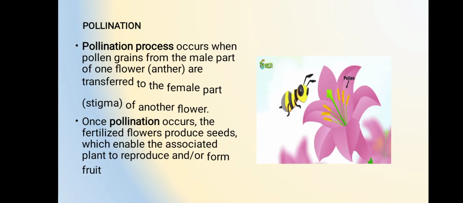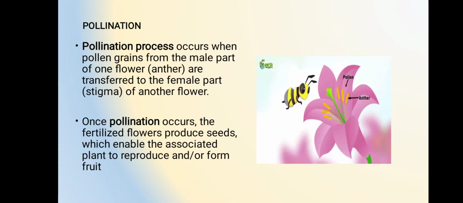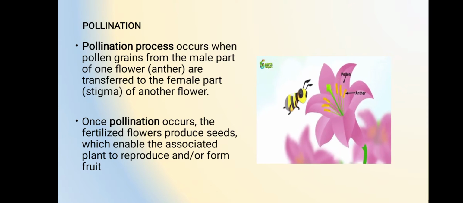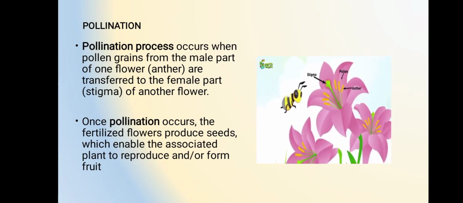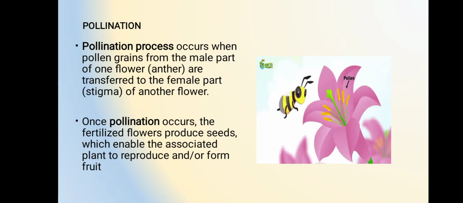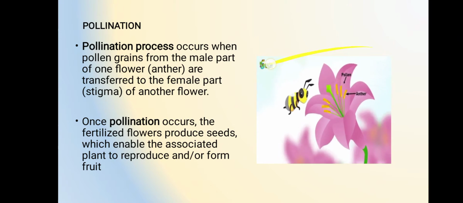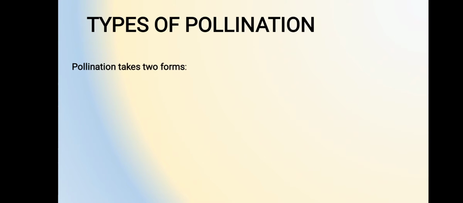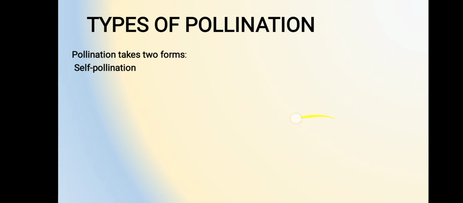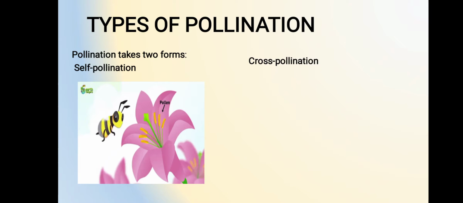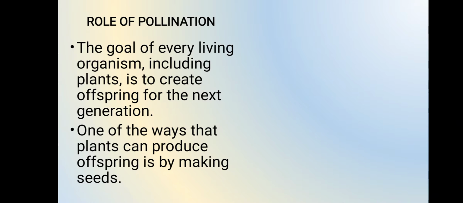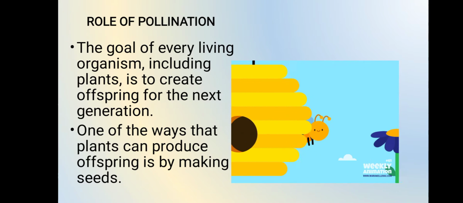So pollination occurs when pollen grains from the male part of one flower are transferred to the female part of another flower. Types of pollination: self-pollination and cross-pollination. We have also learned about the role of pollination.